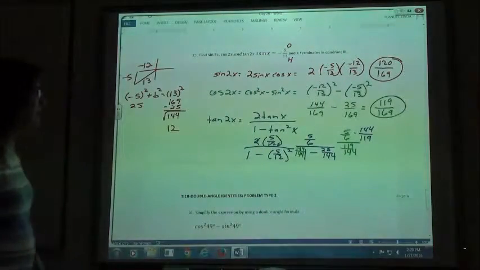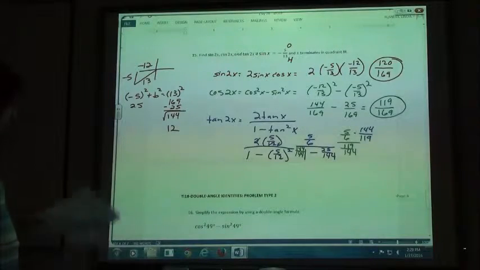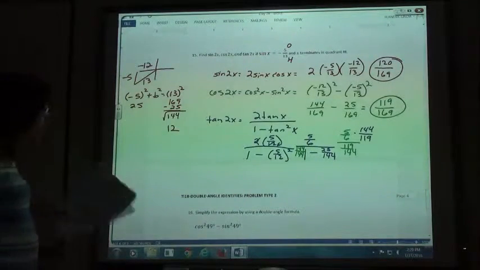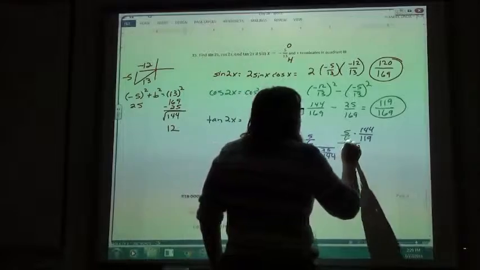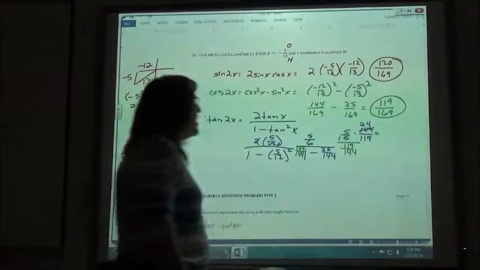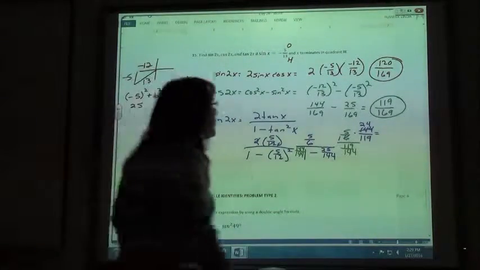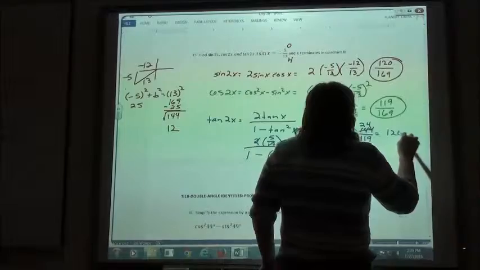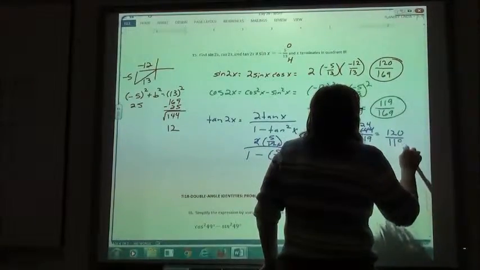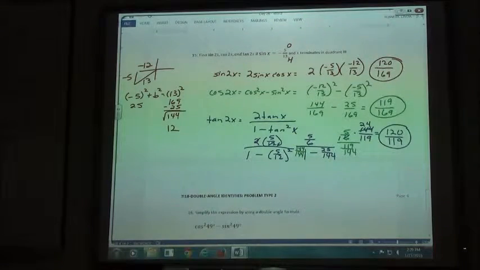I can reduce that a little bit. 6 goes into 144. 6 goes into 144 24 times. That went in there nicely. So I then have 5 times 24. 5 times 24 is 120 over my 119. So double angle identities there.